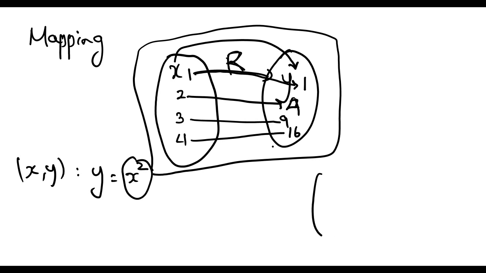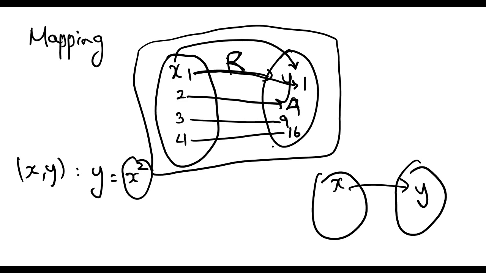So you can have one set of x values mapped to another set of y values with the relation that's defined. So the set of x values is called the domain, and the set of y values is called the range of the relation.